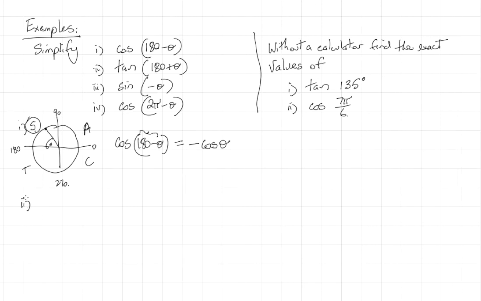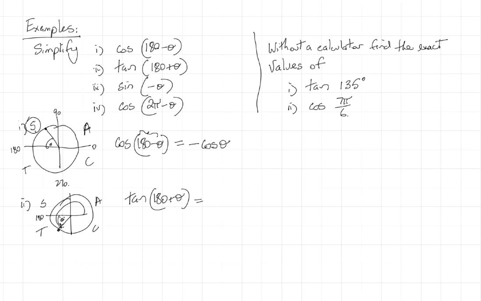Number two, tan of 180 plus theta. Quick little unit circle. Put our CAST, 180 plus theta. So we're going to go all the way around to 180 and then an extra theta there. So there's my angle, 180 plus theta, is that one there.